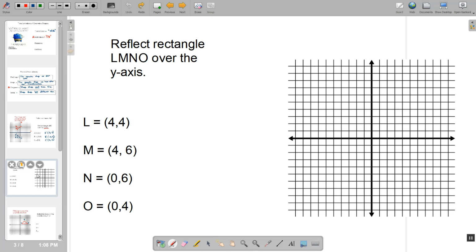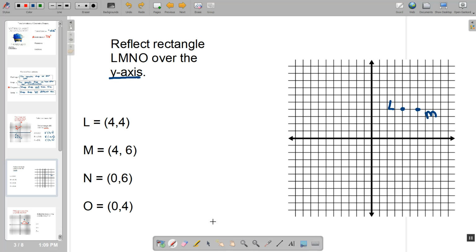Now, if we're flipping over the y-axis instead, those rules are going to be very slightly different. So let's graph rectangle LMNO, and then do our reflection over the y-axis this time. So point L is right here. M is right here.